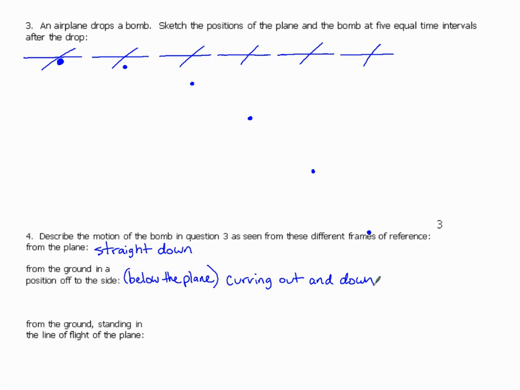If your frame of reference is from the ground, standing in the line of flight of the plane. So if we were standing maybe here, looking up, the plane is coming directly at us, this would appear like the bomb is coming straight down.